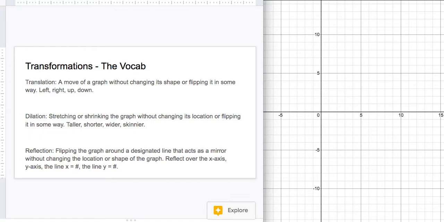A dilation is when we stretch or shrink the graph. We're not going to change where it sits. We're not going to move it sideways or up or down. And we're not going to flip it upside down. We're just going to take the whole thing and stretch it taller or shorter, wider or skinnier.